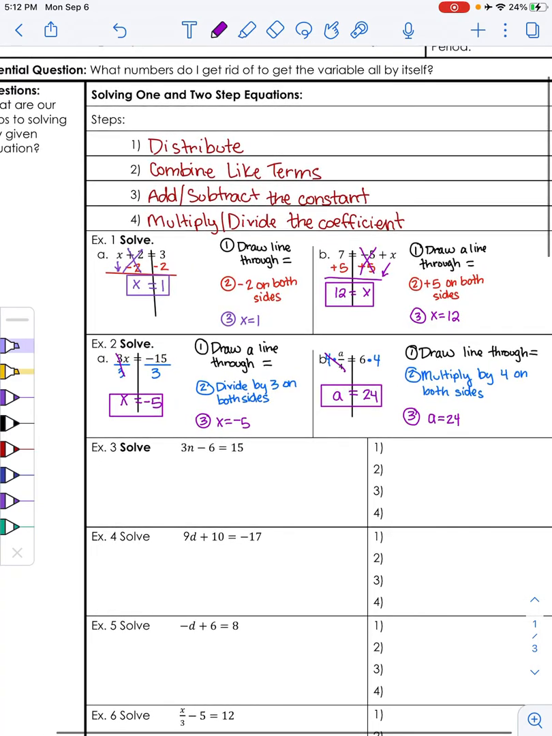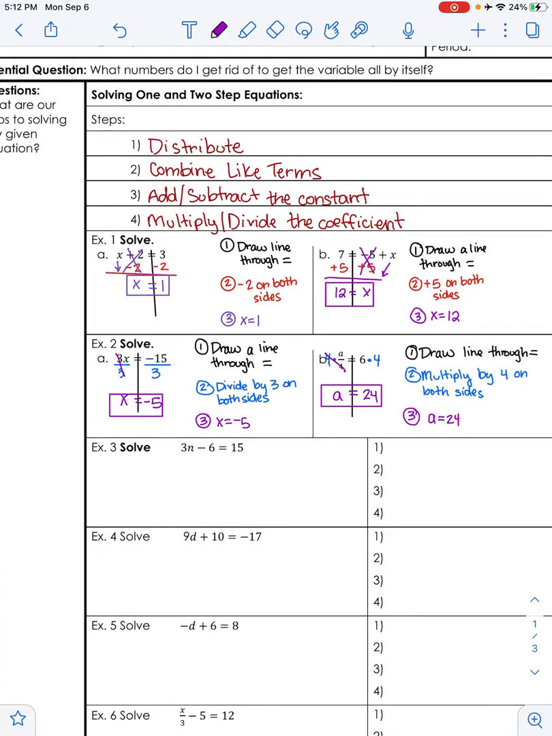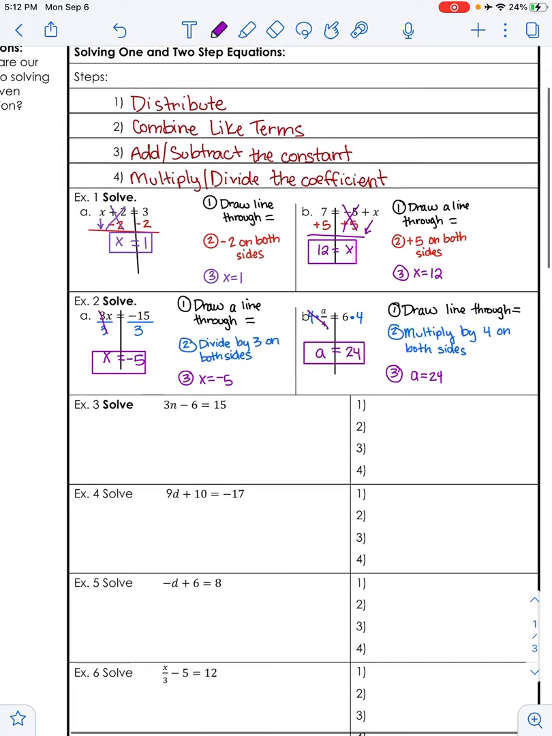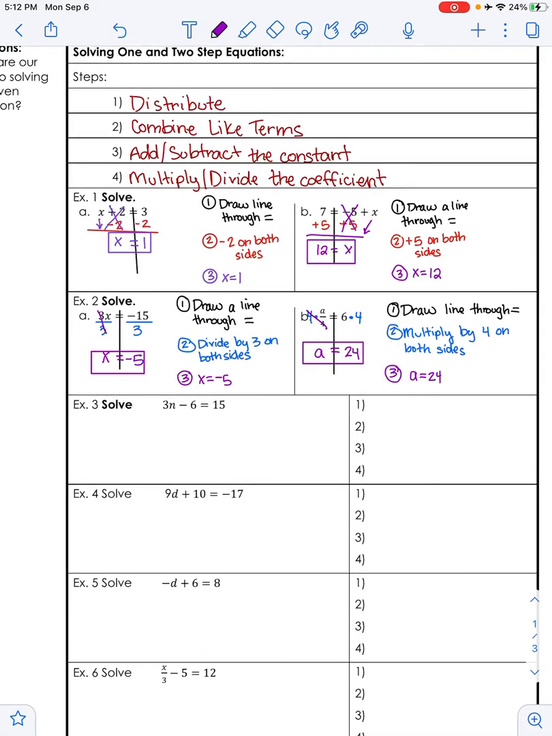Okay, so those are showing you one step. If you have any questions, go ahead and write those over here. That way you know to ask your teacher for clarification.